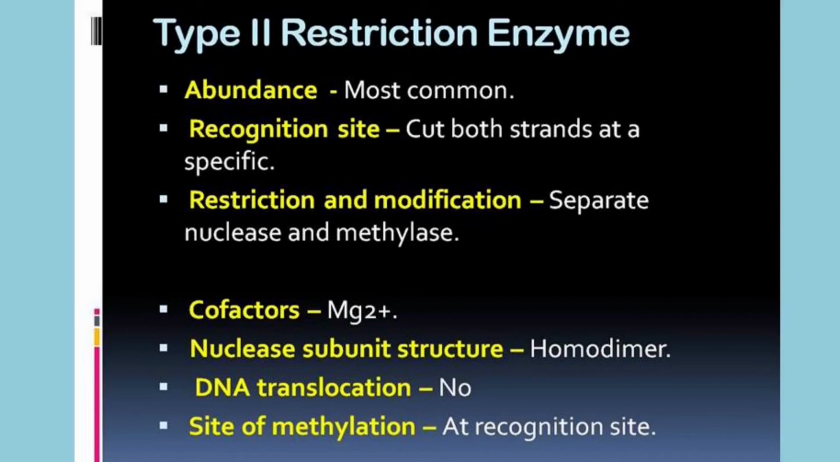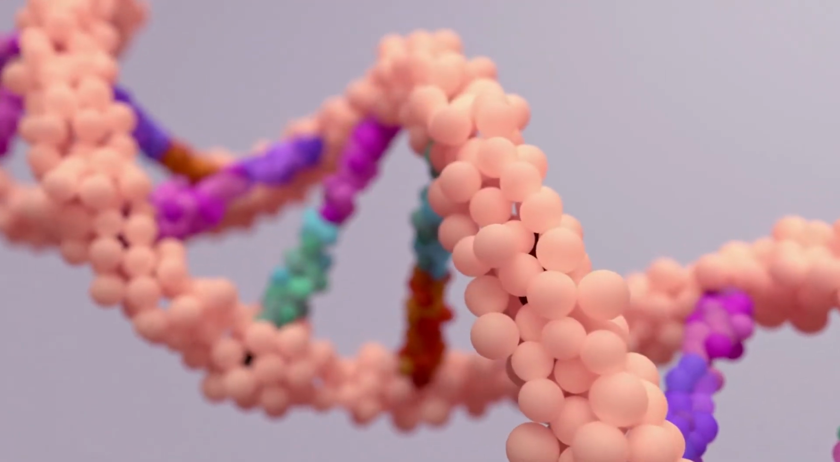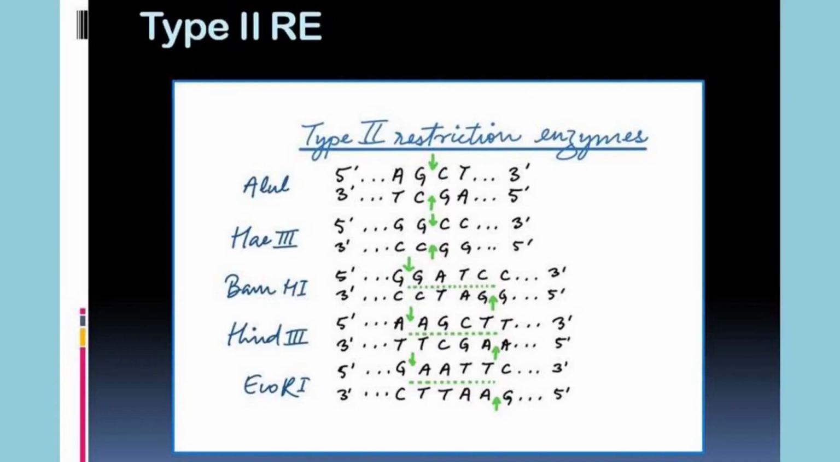Typically, the type 2 restriction enzyme differs from the type 1 restriction enzyme in several ways. Type 2 restriction enzymes are very diverse in terms of amino acid sequence, size, domain organization, cofactor requirements and mode of action. These enzymes cleave the phosphodiester bonds of double helix DNA. Examples of type 2 restriction enzymes are AluI, HaeIII, BamHI, HindIII and EcoRI.